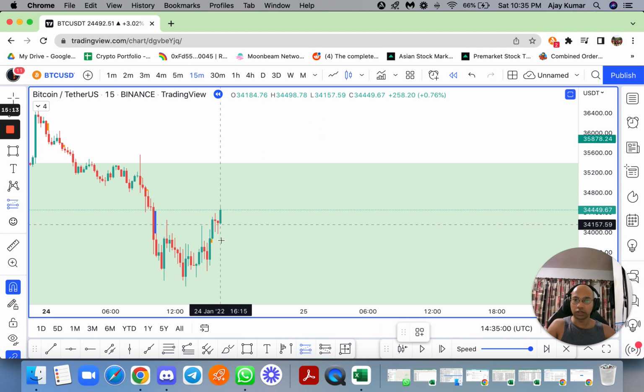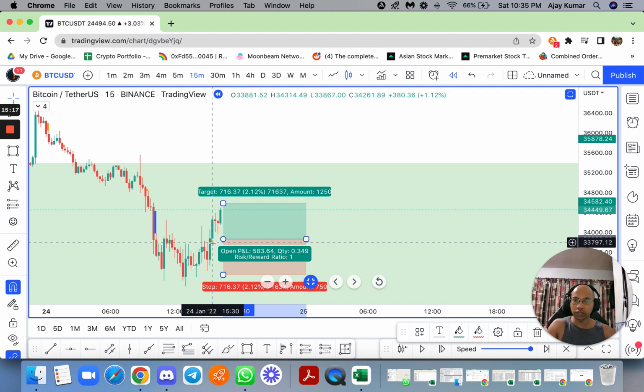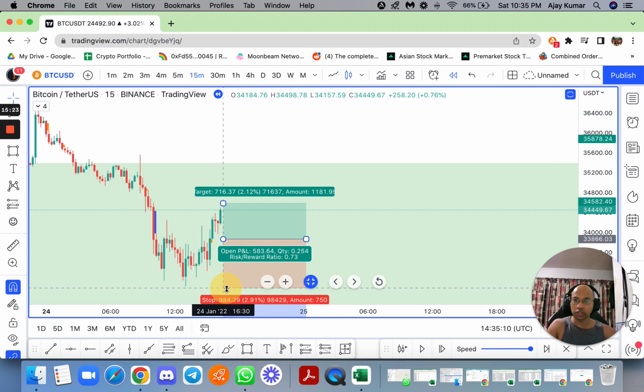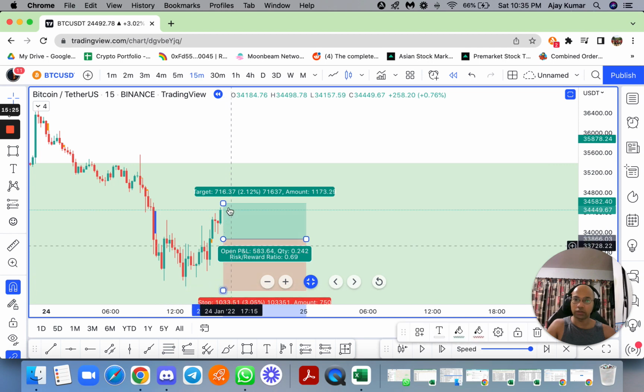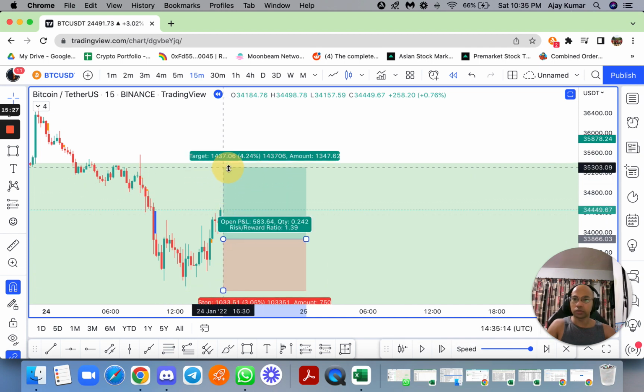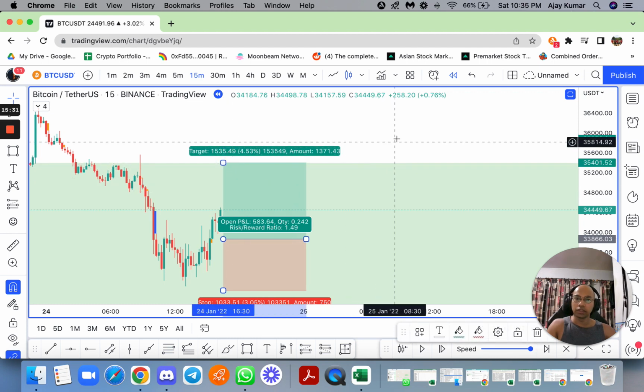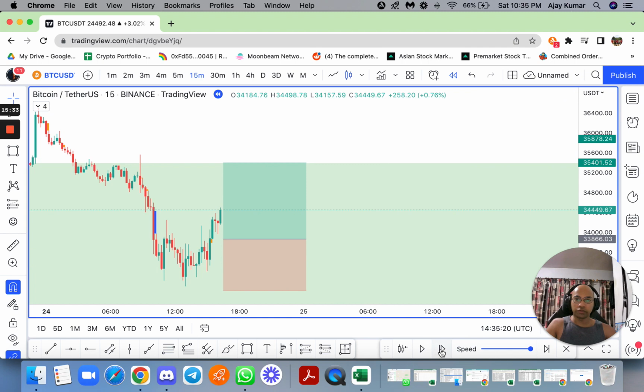I mean, yeah, there's always a risk. So there's a fair value gap here, as you can see. Here, fair value gap. I'm entering on that fair value gap. I'll keep my stop loss below the wick, slightly below. Then I'm going to put my profits here at 1.5.